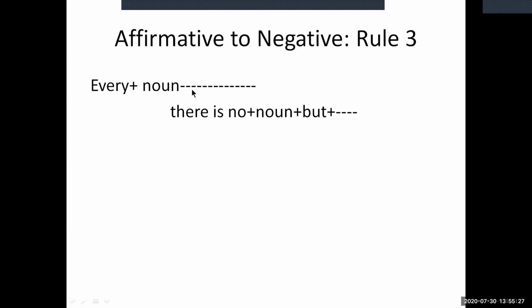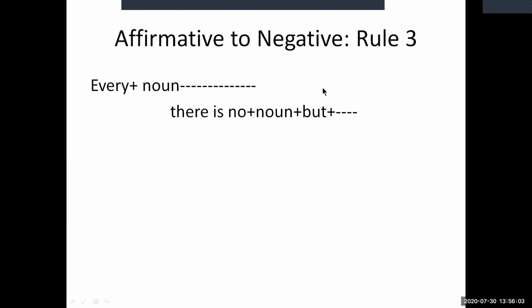So if you find the word every being used as an adjective, then you should follow this rule to make the sentence negative. And the rule is there is no plus noun plus but to make the sentence negative. And after but, we can use there, which, who, that, etc. For people, we need to use the word who. For things, we need to use the word which or that.